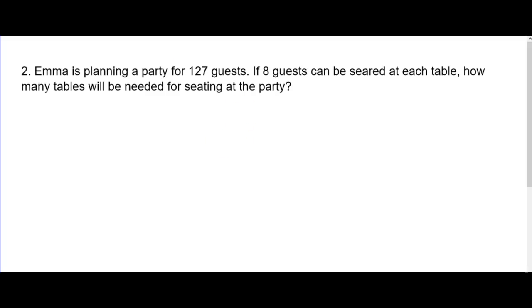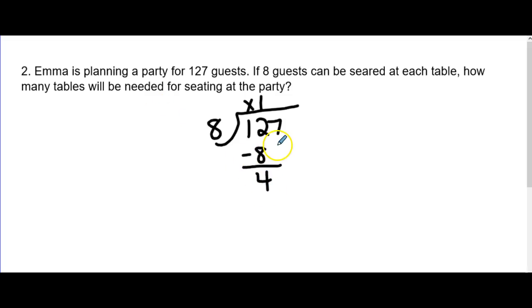Okay, so for this one, we are solving 127 divided by 8. So we're taking 127 guests or people, and we're dividing them by 8 at each table. So 1 divided by 8, can't do it. 12 divided by 8 is 1. 1 times 8 is 8. Subtract, we get 4. 4 is less than 8, so I can bring down the next digit.